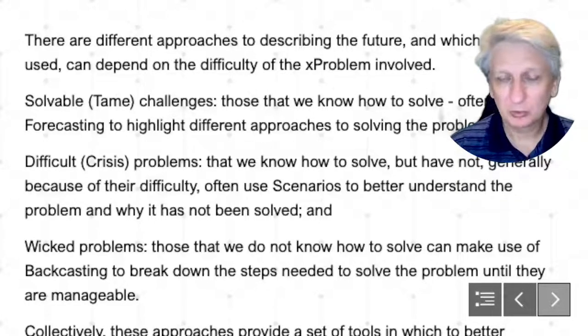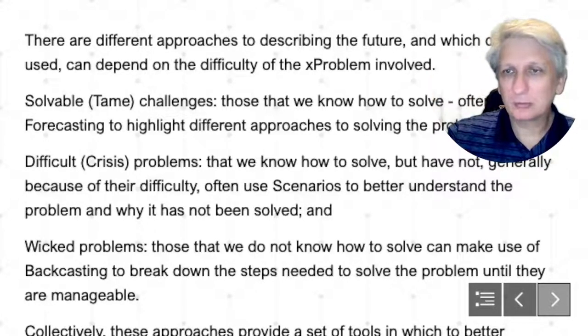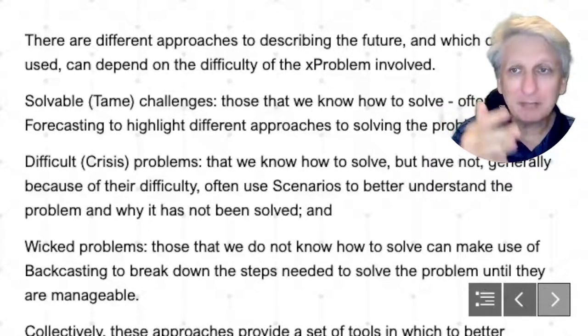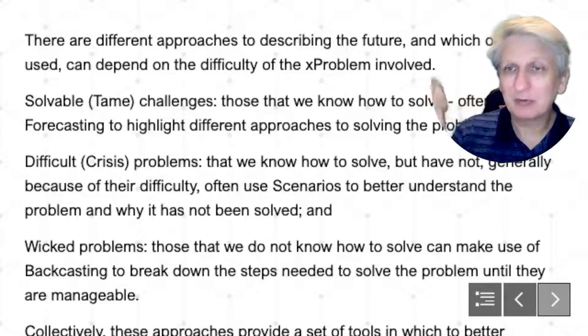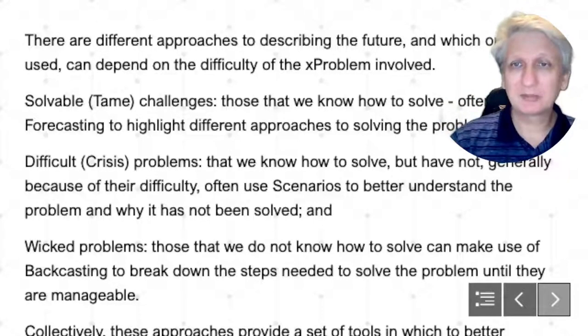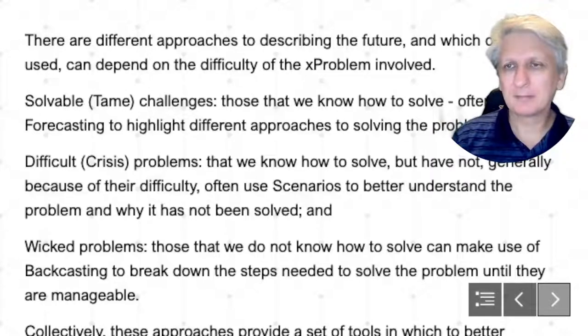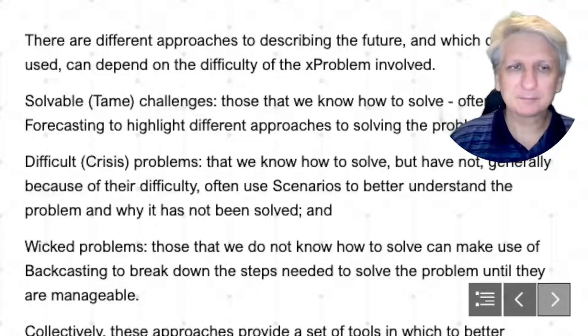Now, in terms of our research processes, we often use forecasting to explore solvable problems. Because we can see a cause and effect trend line that will lead to the solution. And even though it may be relatively complicated, there's a number of steps that have to be put into place before we achieve the solution. We know what those steps are. And we can map that out and plan for it.